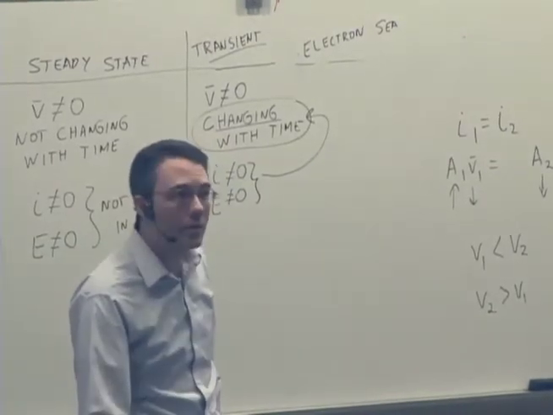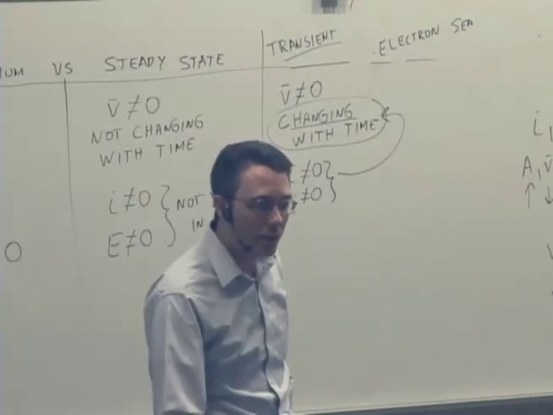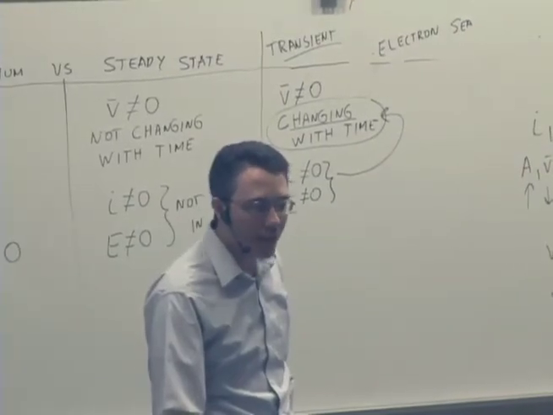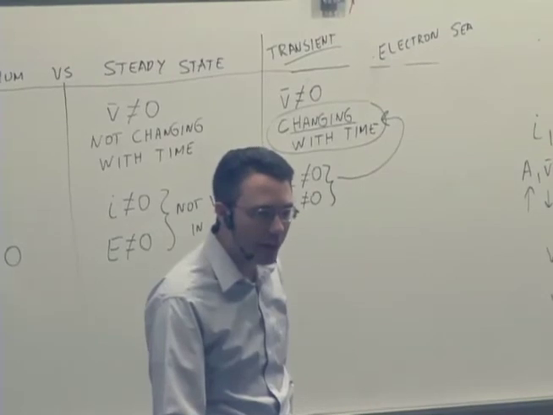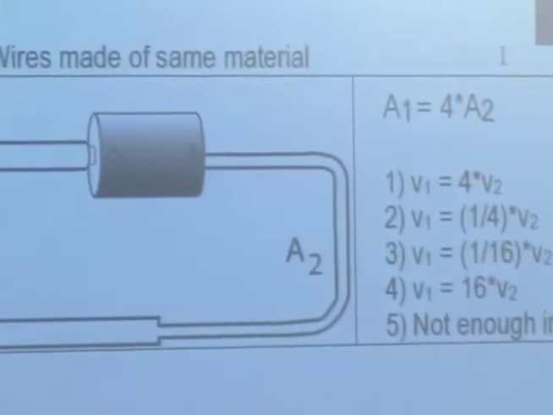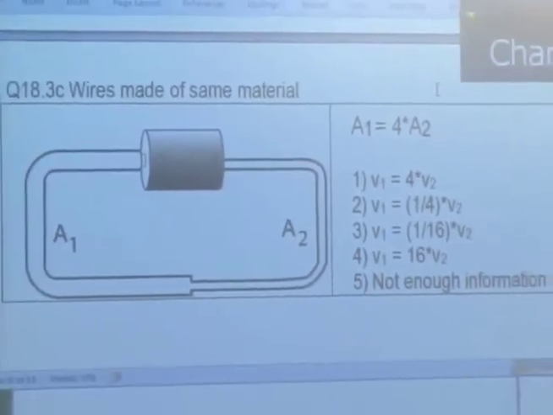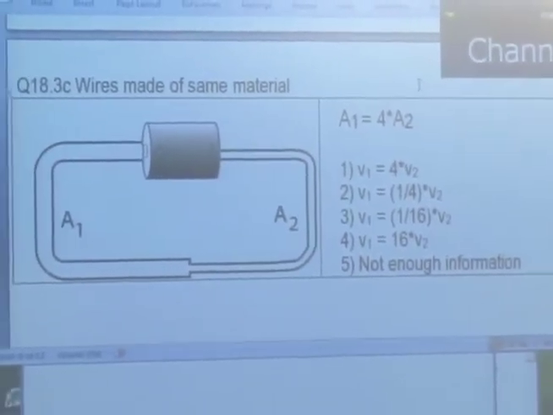Okay, questions? Let's try another one. In fact, let's just be quantitative about this. Now that we know that the velocities are different, how much different would they be if the area of wire 1 was 4 times bigger than the area of wire 2?